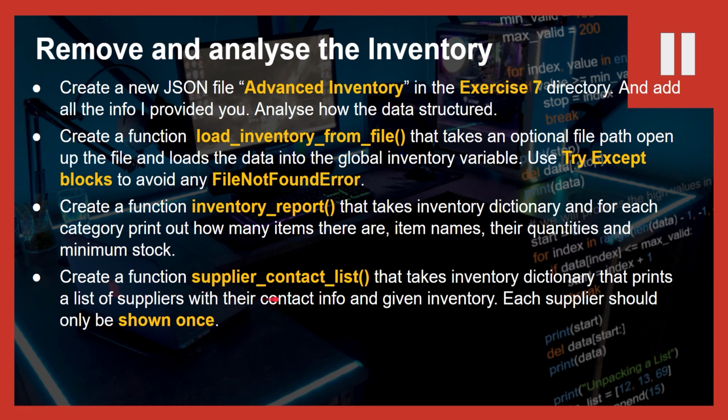Create a function supplier contact list that takes the inventory dictionary and then prints out a list of suppliers with their contact information and their given inventory. So each supplier should only be shown once. So you'll see once you analyze the data from the advanced inventory that I provided you with, that there is something called a supplier, and some items have the same supplier. So you need to make sure that a single supplier is not printed out twice.